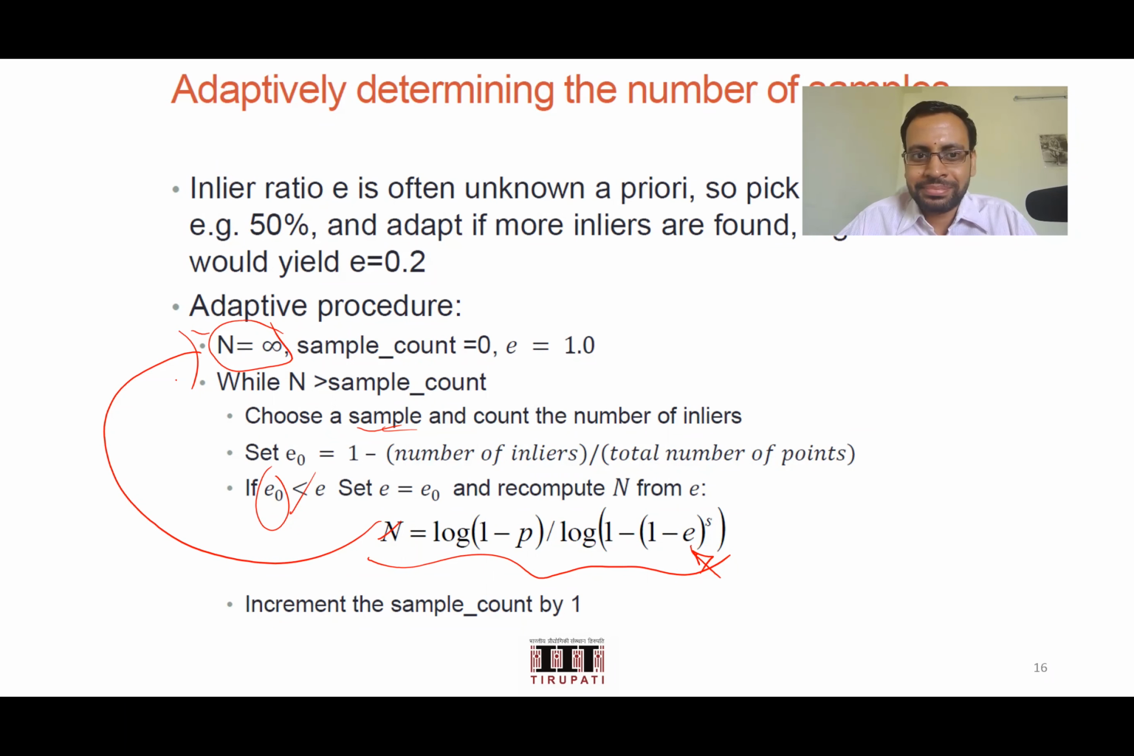How would you choose the value of E in that case? Yeah, see, you just use 50% and go ahead. You just assume that I have 50 out of 100 points as inliers. The fit should be such that for that fit, at least 50% are inliers. So you empirically fix the value of E, in other words.